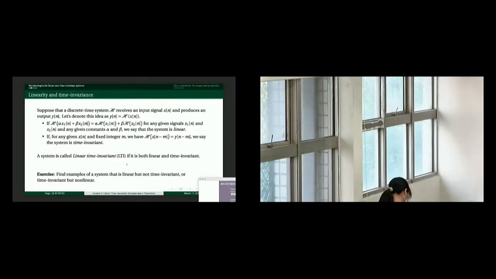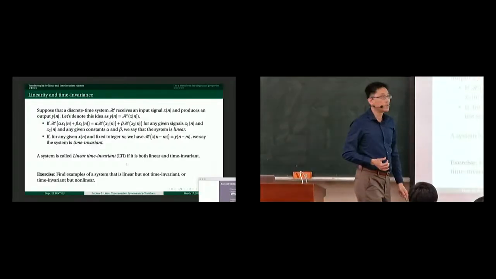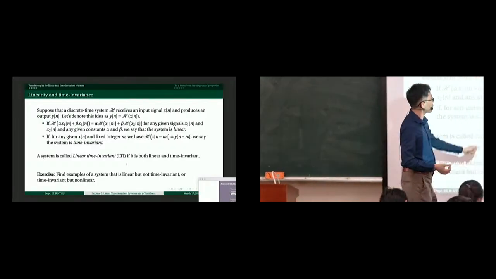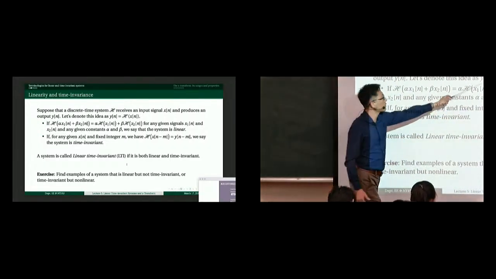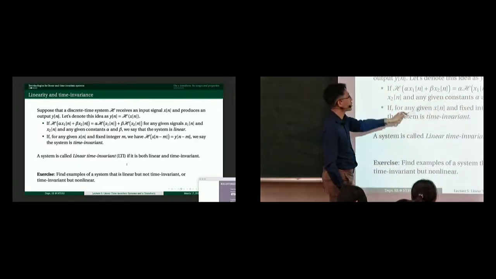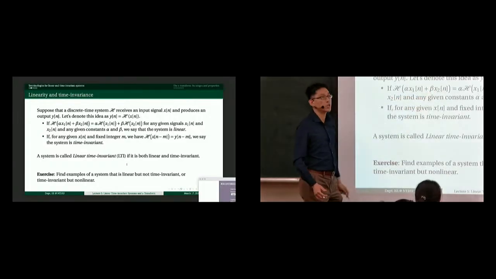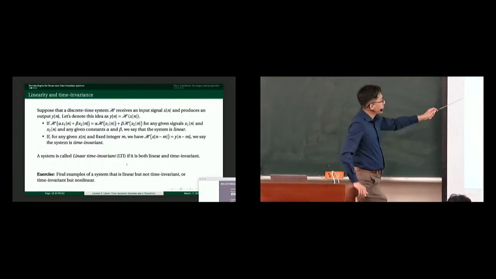Right, so now let's start. Here is the first notation. Suppose that we use this script H to denote a system, okay? When we say a system, we mean that the system receives an input and produces an output. So the output is a kind of mapping of the input. And this mapping is denoted by script H. So that's the idea.